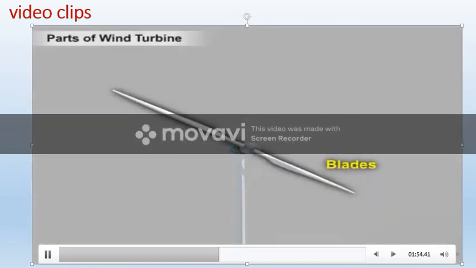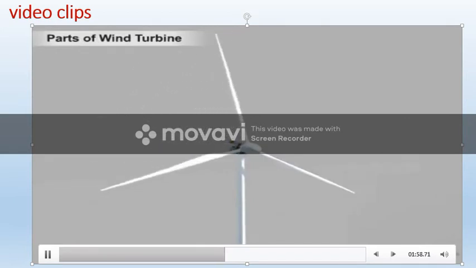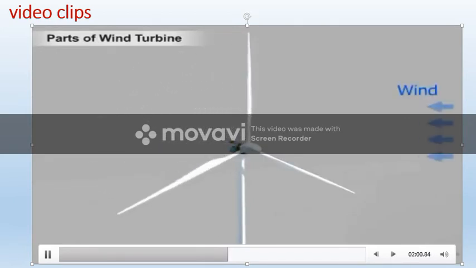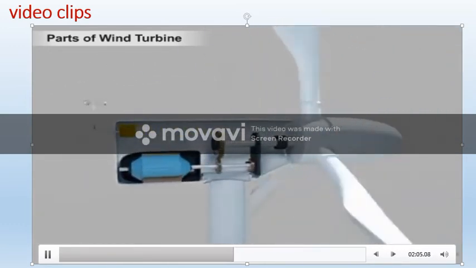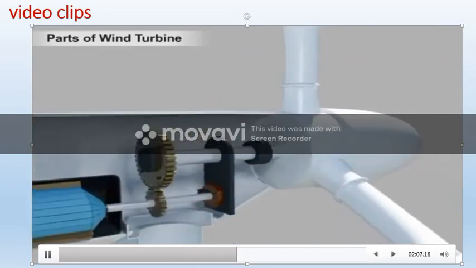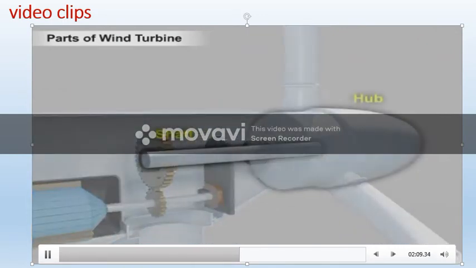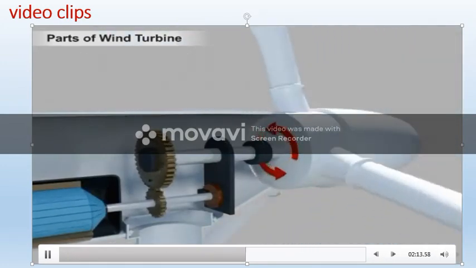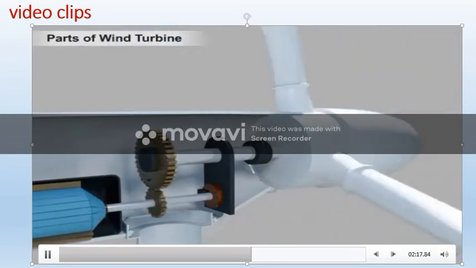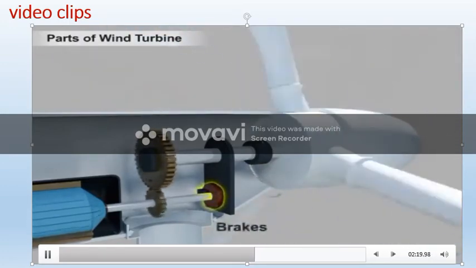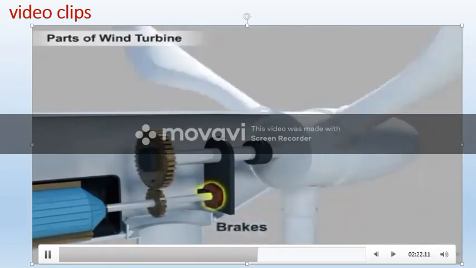Let us study the parts of the wind turbine. Let us start with the blades. A wind power plant may consist of 2 to 3 blades. The wind will cause the blades to rotate, which in turn will rotate the generator. Next is the shaft. The hub is mounted on the main shaft. The rotation of the blades causes the shaft to rotate. If the wind blows very fast, then brakes can be applied to control the speed of the blades and shaft.